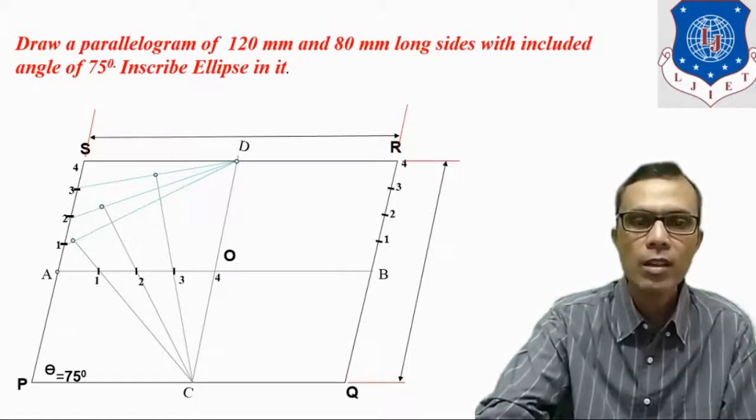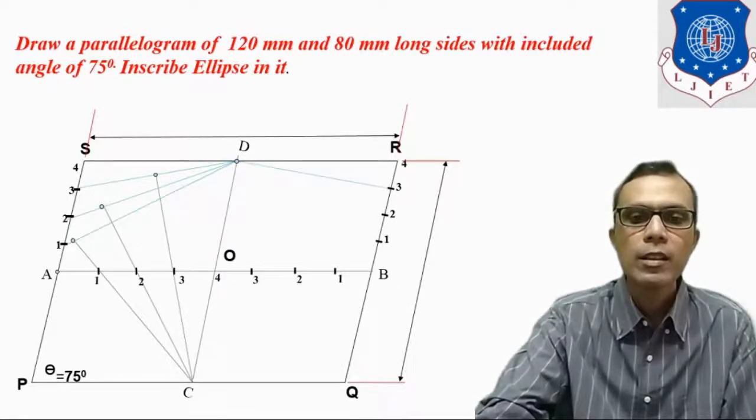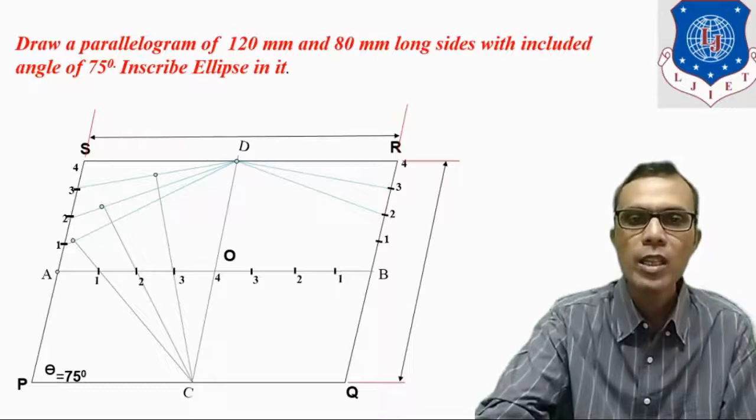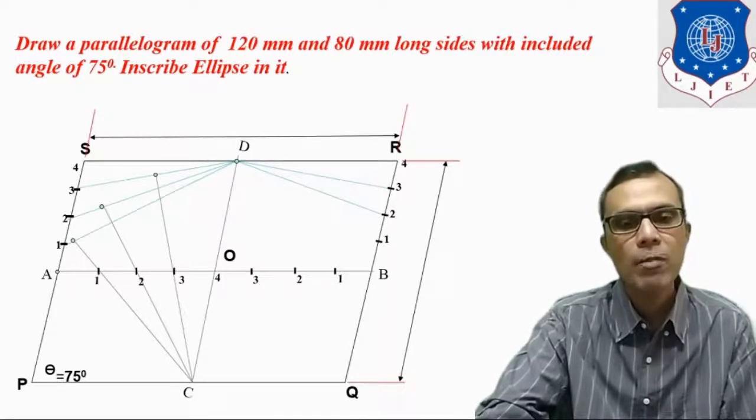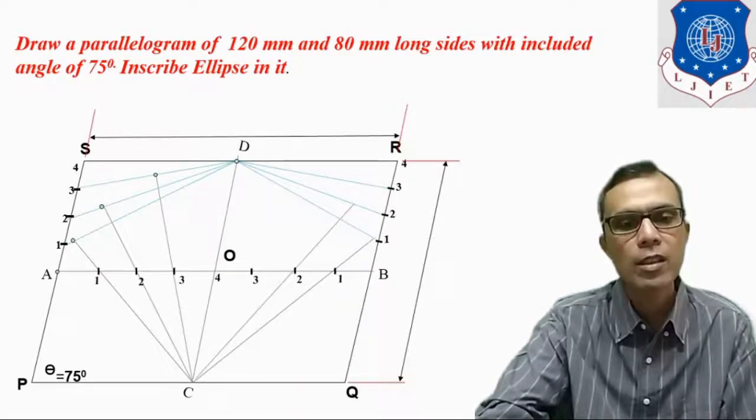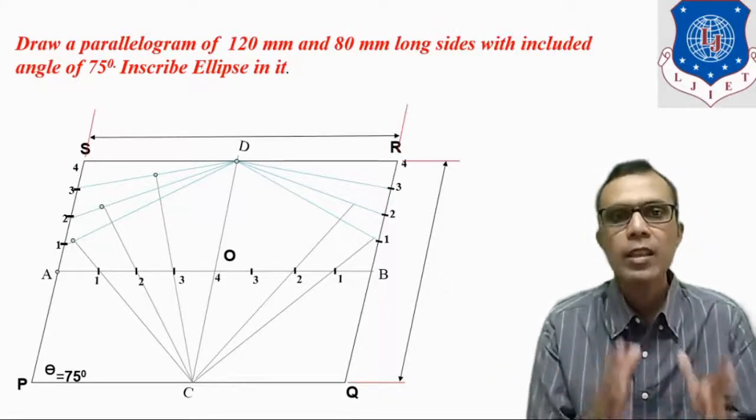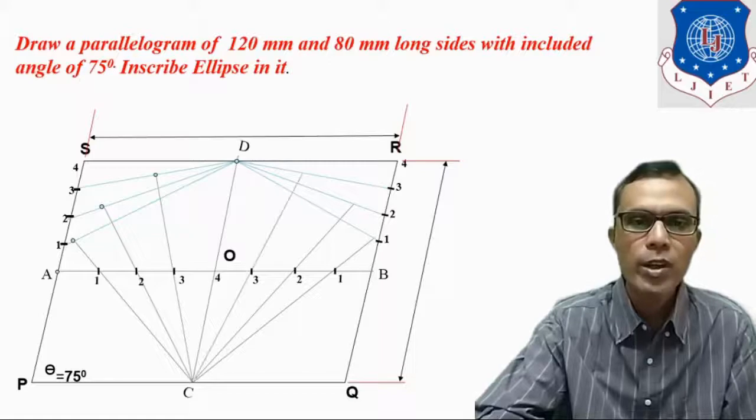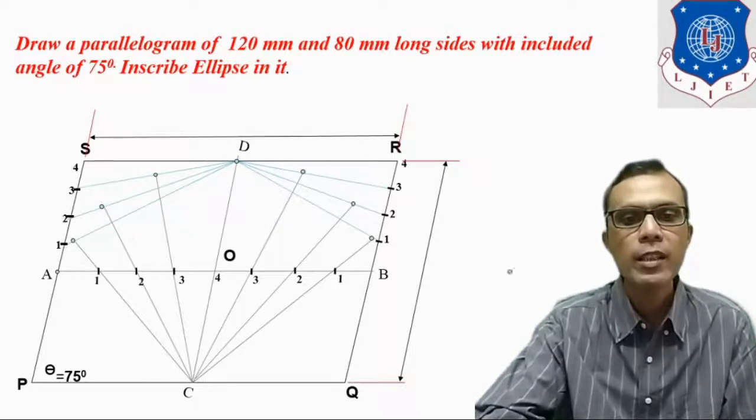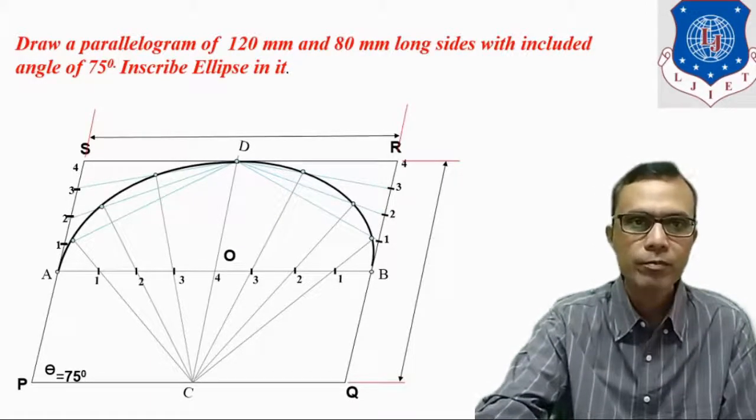For the next quarter, apply the same procedure for OB and BR, and again join D point with the division numbers 1, 2, 3 of the BR part, and point C we have to join with the 1, 2, 3 divisions of the OB part and extend them in the same direction till we get the intersecting points. All these points are the required points of the ellipse. Draw a smooth curve passing through all these points.